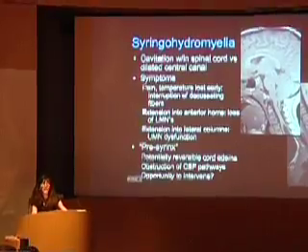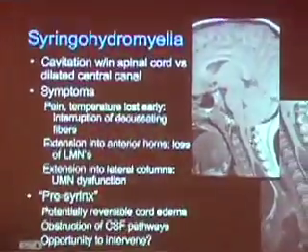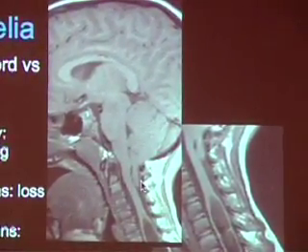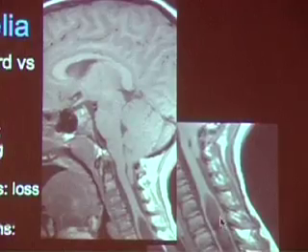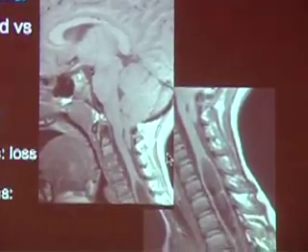So here's just a classic pediatric example of syringohydromyelia. We've got a little kid with a severe Chiari-1 malformation. The tonsils are totally plugging up the foramen magnum, and you see this multi-level, non-communicating cervicothoracic syrinx.